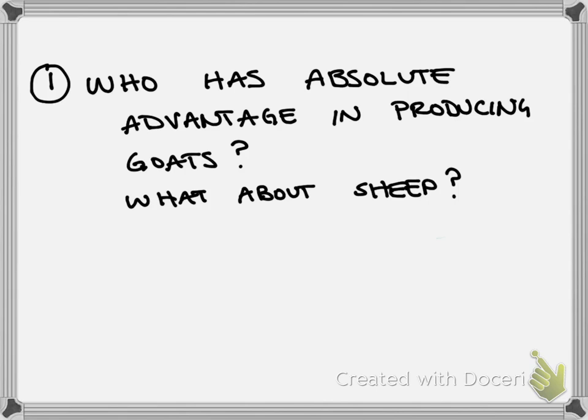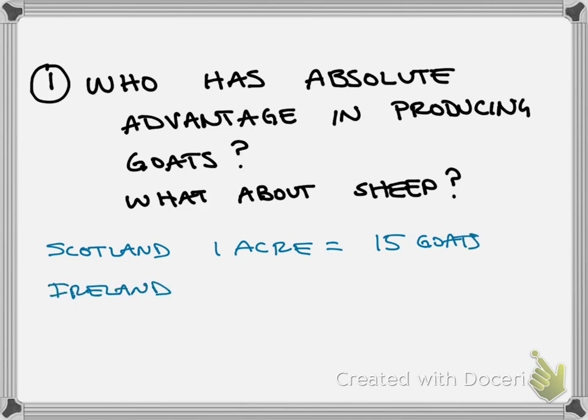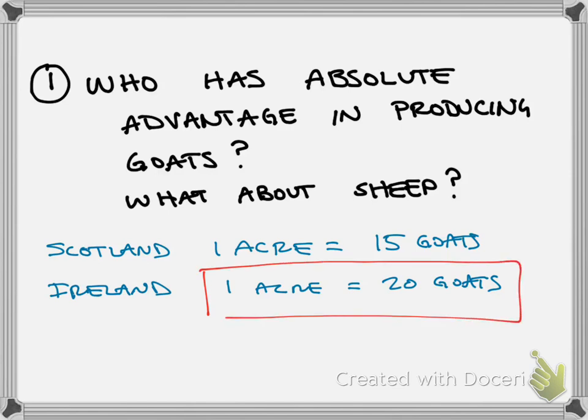So if we were to look at this, Scotland, given one input or 1 acre, they can produce 15 goats. Ireland, given 1 acre, can produce 20 goats. So because of that, Ireland would have the absolute advantage in producing goats because given the input of an acre, they can produce 20 goats.